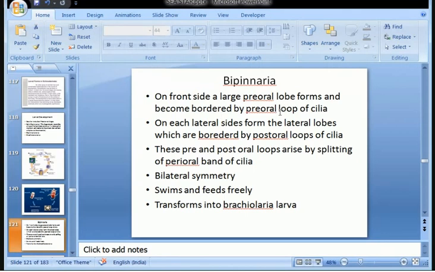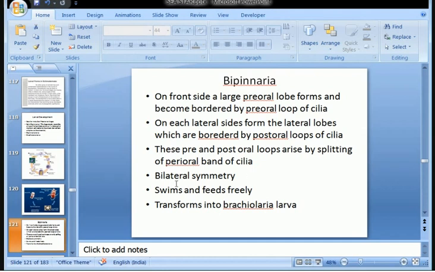So here in this case, at first the lobes are formed. The preoral lobe, and it is bordered by preoral loop of cilia. Then on each side form the lateral lobes, which are bordered by postoral loops of cilia. These preoral and postoral loops arise by splitting the perioral band of cilia. So first a perioral band is formed, and then that divides into preoral and postoral.